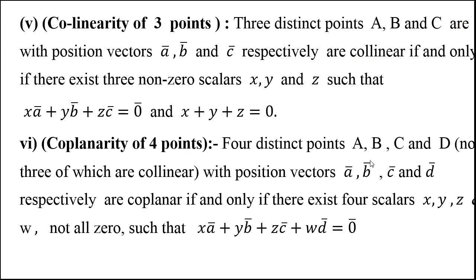4 distinct points A, B, C, D. Now what type of these points A, B, C, D are? No 3 of which are collinear. म्हणजे हा ABCD पैकी कोणते 3 घ्या तुम्ही. ABC घ्या, BCD घ्या, ACD घ्या. If you take any 3 points of these 4, they 3 are non-collinear. That means they form a triangle.